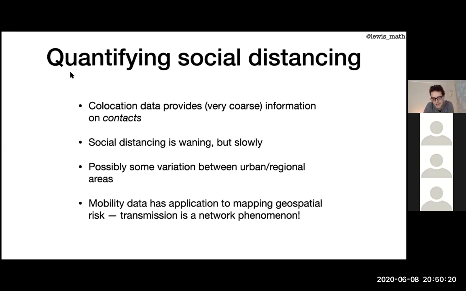So it all shows that social distancing is waning, but slowly, much slower than I would have expected, or than it seems is happening, walking around the city myself, anecdotally. The interesting thing here would be if there's some true variation between urban and peri-urban or regional areas. And I think the really useful thing that we can do is this application to mapping risk, and the reminder there that transmission's a network phenomenon.